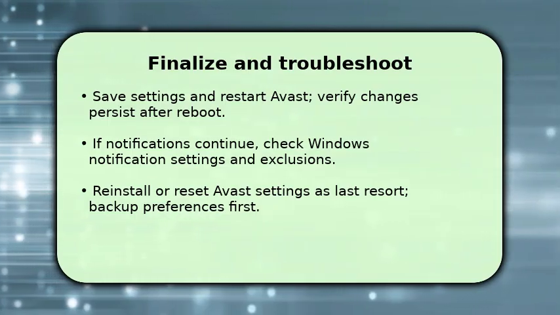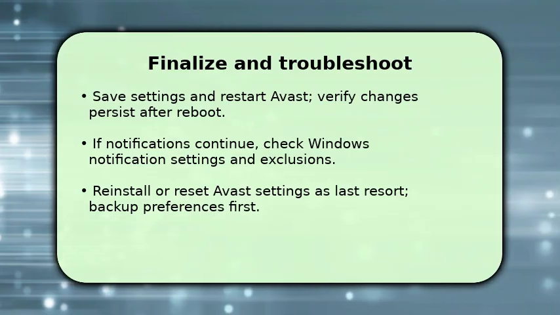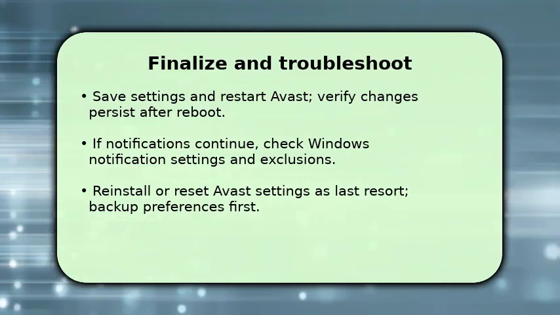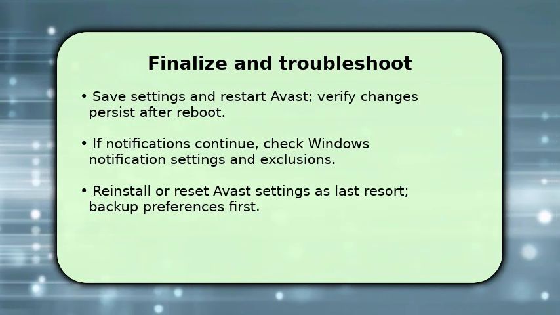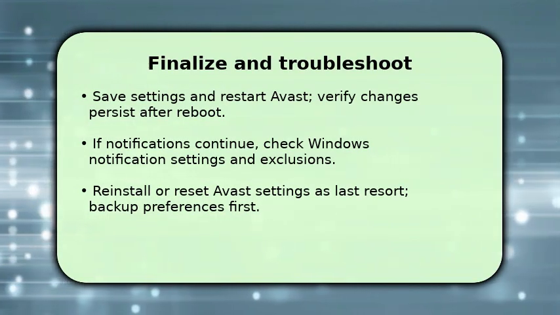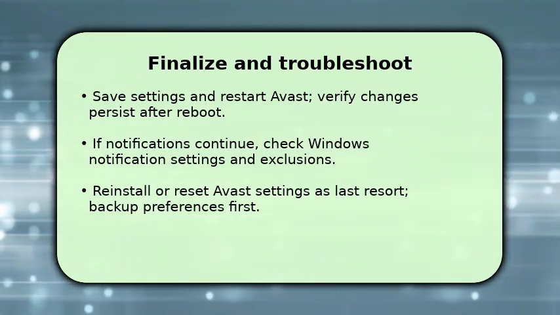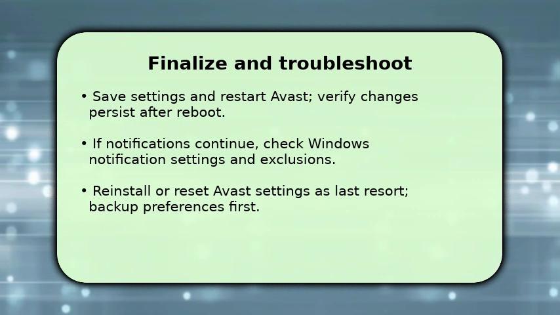If notifications persist, check Windows Action Center and app notification permissions. Sometimes Windows overrides Avast. As a last resort, export your preferences, then reset or reinstall Avast. That clears corrupted configs. If you reinstall, restore your backup so you don't lose your careful settings.